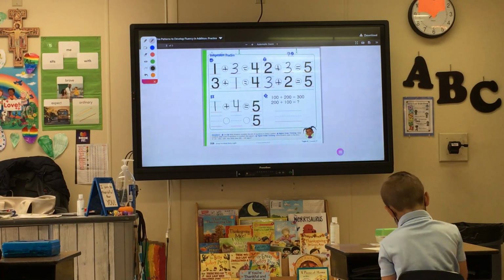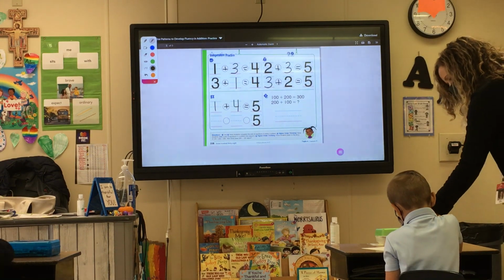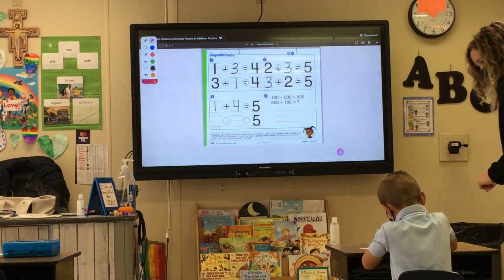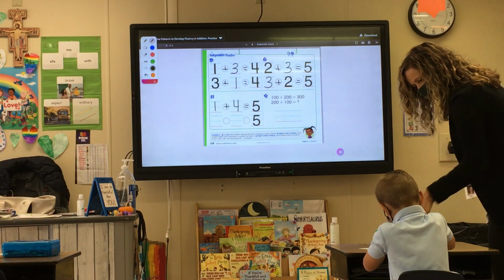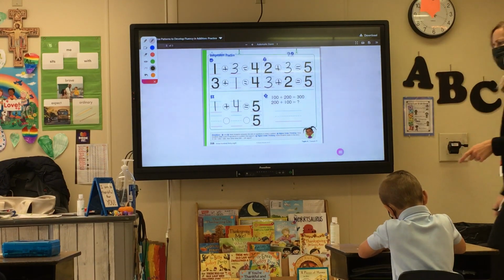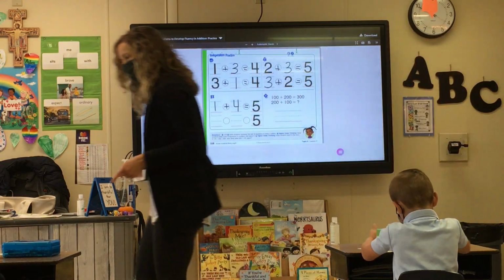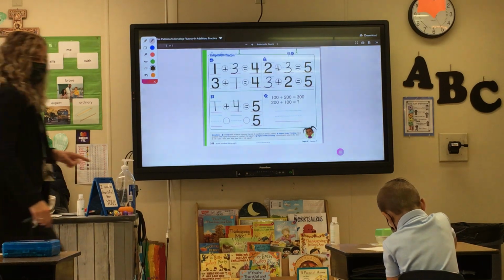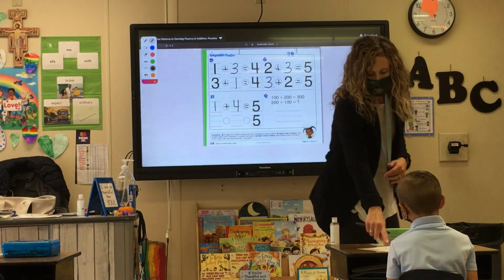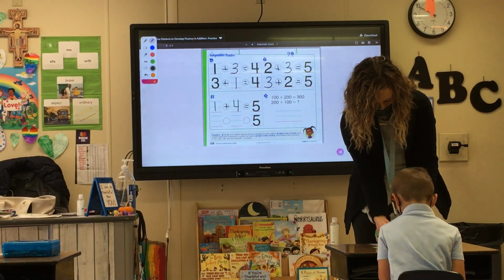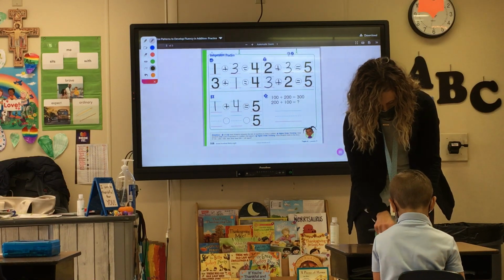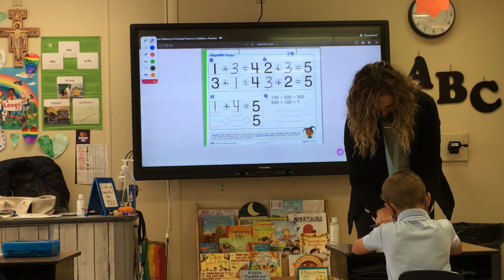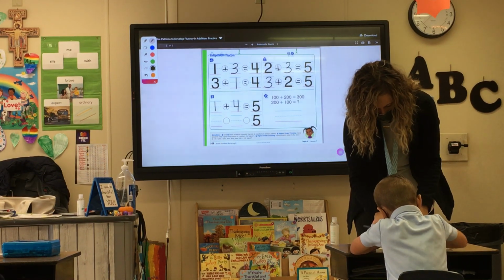Good, Jacob. Oh, careful. Are those the same numbers? Let me see if everyone got it. Good. No, we didn't use the 4. We change these numbers. 1 plus 4 equals 5. So now let's switch the order. 4 plus. Yes. Use the same numbers from up here. We just switched the order.